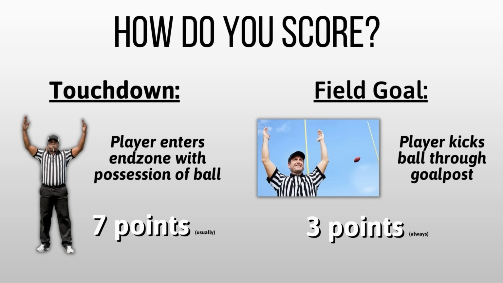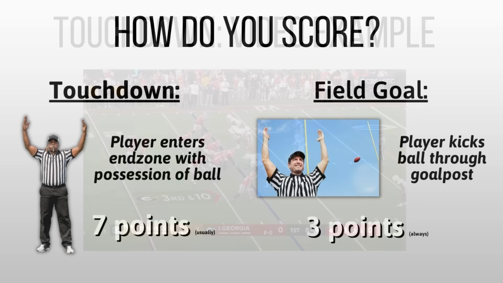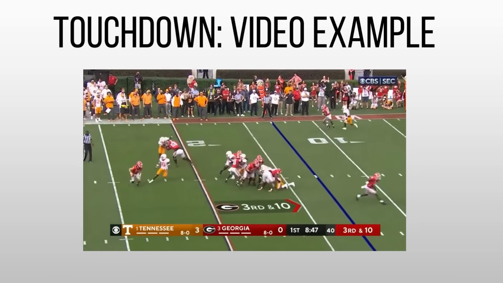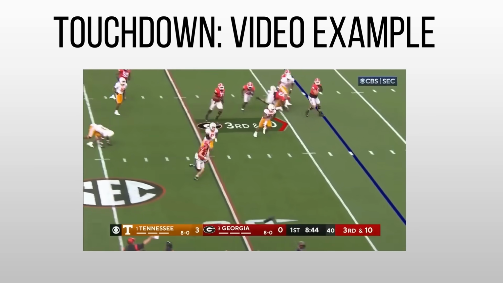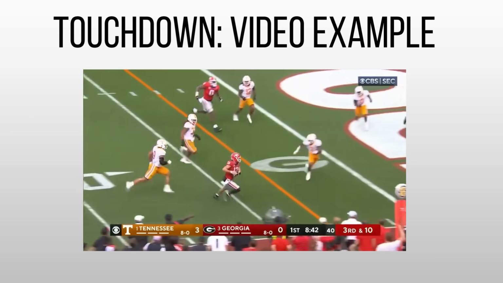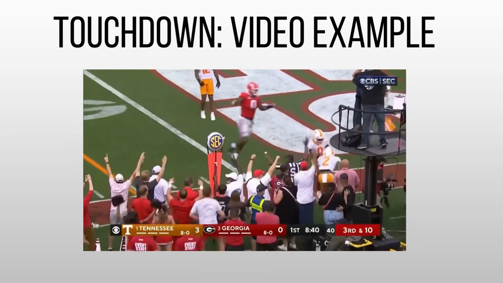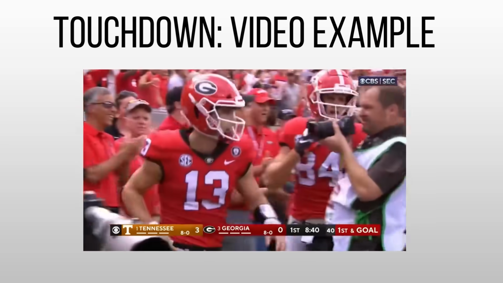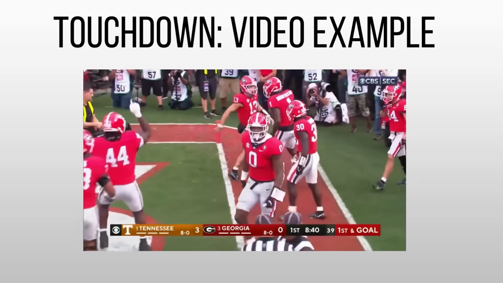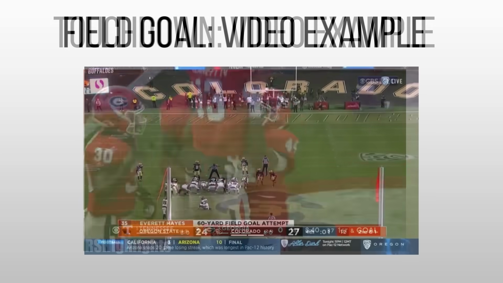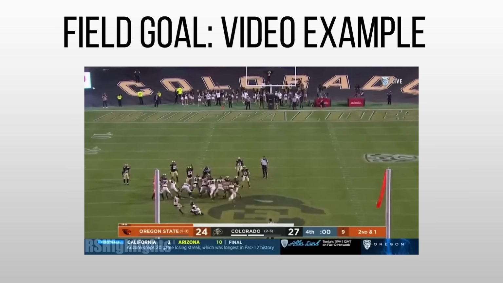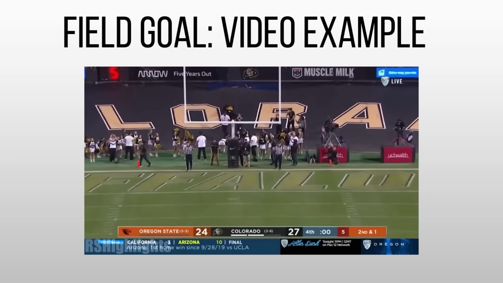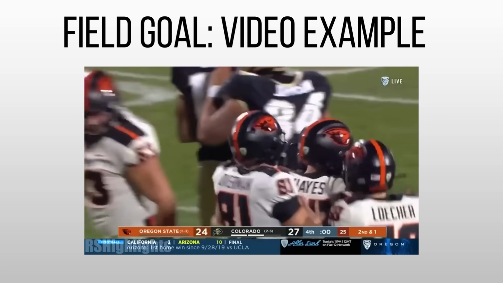Now, if you're confused at all, let's jump in with a couple examples. The team in red is on offense. The player with the ball, Stetson Bennett, is going to run it into the end zone for a touchdown. He's going to say, ring-a-ding-ding, that's 7 points on the board for the Georgia Bulldogs. Next, we have a field goal attempt. The team in white lines up to kick the field goal, launches it in between the uprights. That's 3 points on the board for Oregon State.